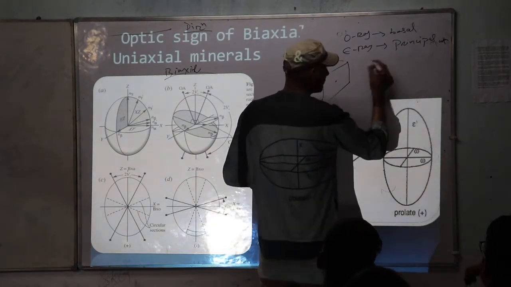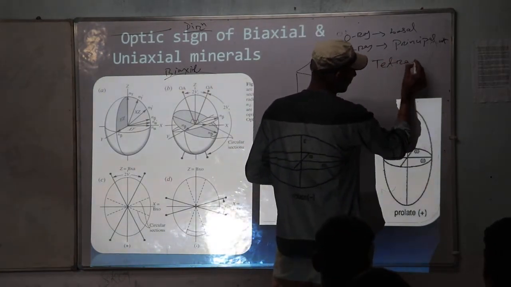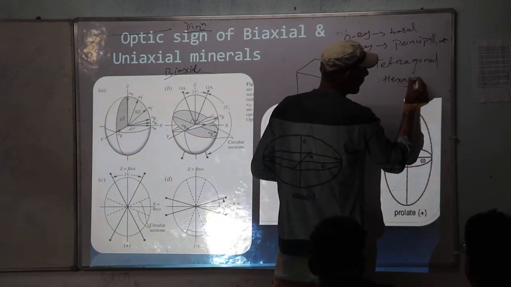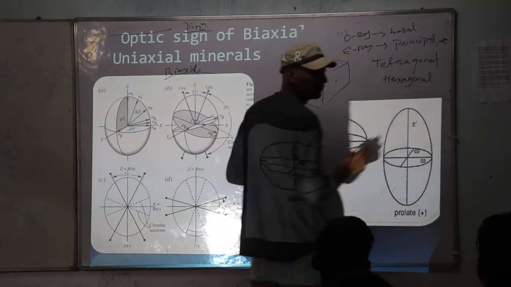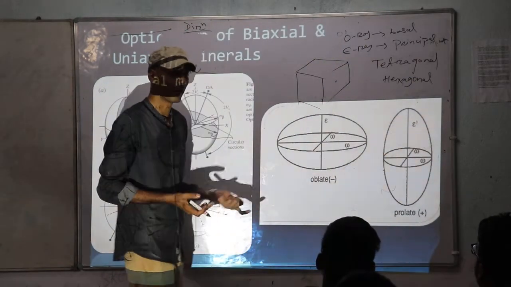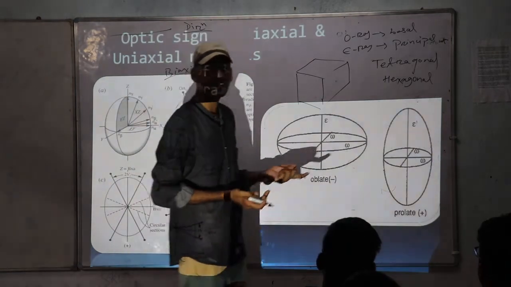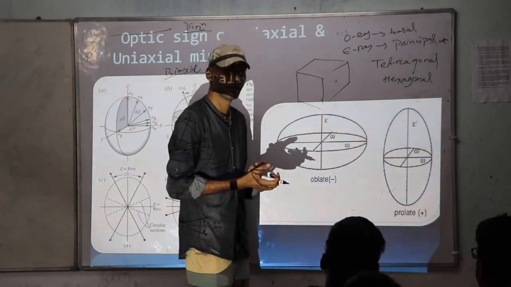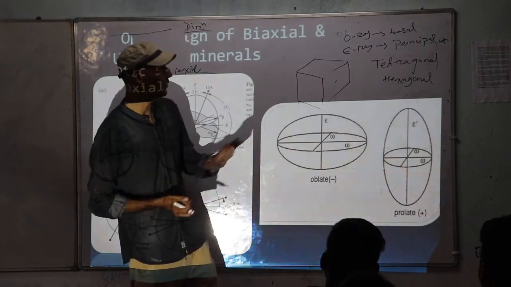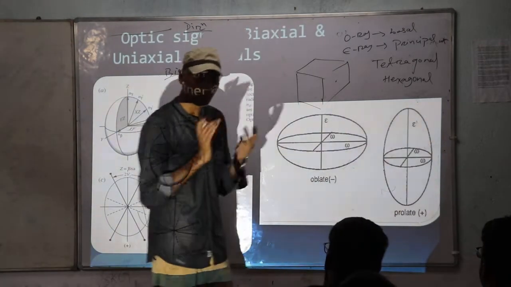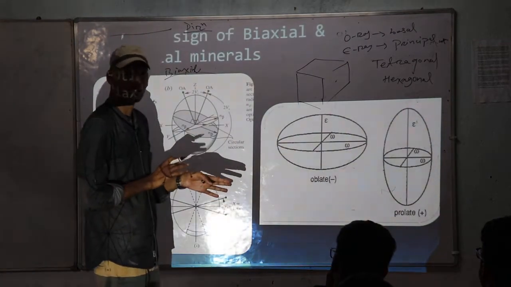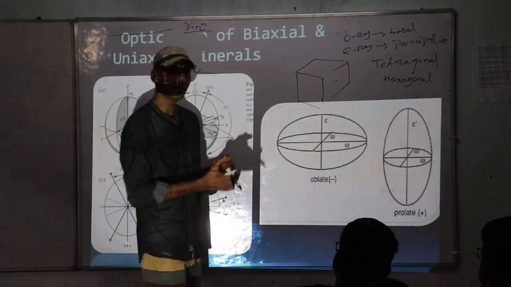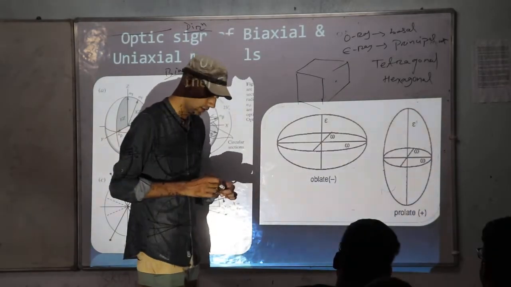Tetragonal and hexagonal. And isometric? Same thing, that is isotropic. Which type of indicatrix does it have? A spherical indicatrix. Talking about isotropic minerals or the isometric system, that is isotropic because it has the same properties in every direction, so it shows a spherical indicatrix. That means the refractive index is the same in each direction.